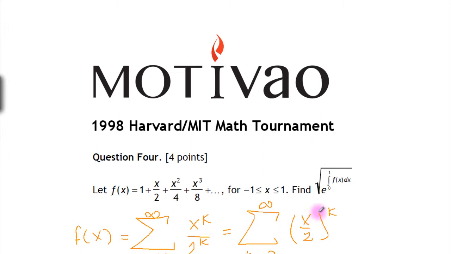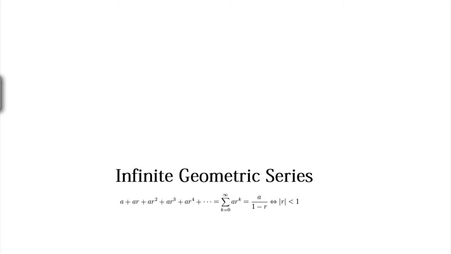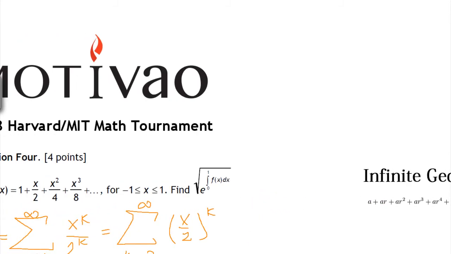Now look at this for a second. What does that remind you? Well, let's go this way. An infinite geometric series is what? It's a series where they have a ratio to the power k, a, which is the first term. Now, what do you think will be the ratio in this case? Yes, you guessed it, x over 2.